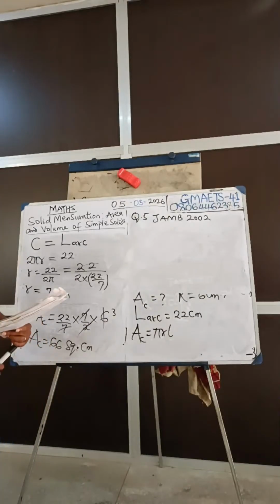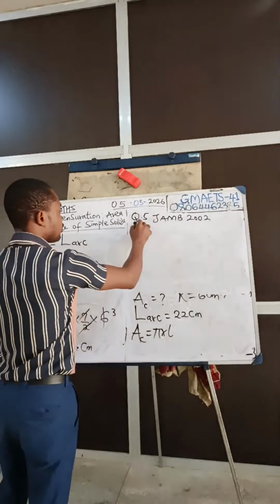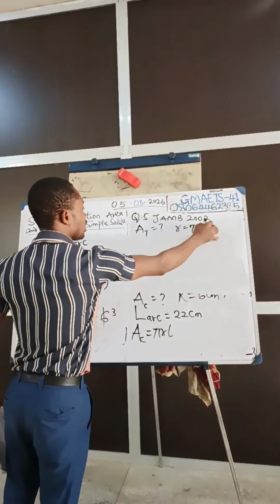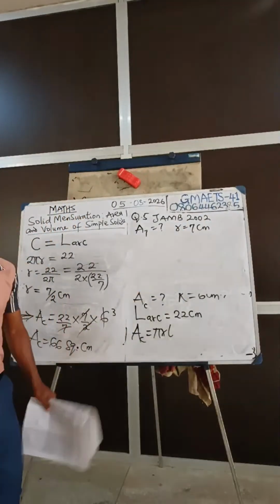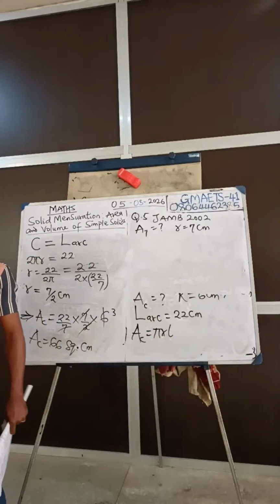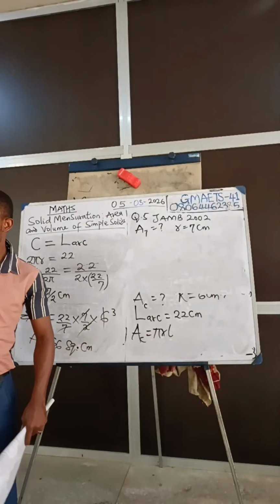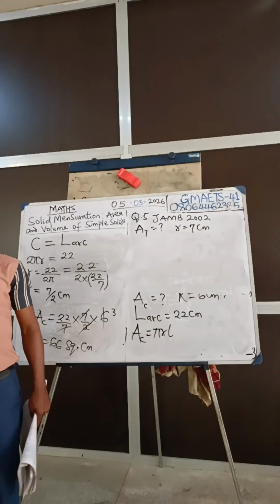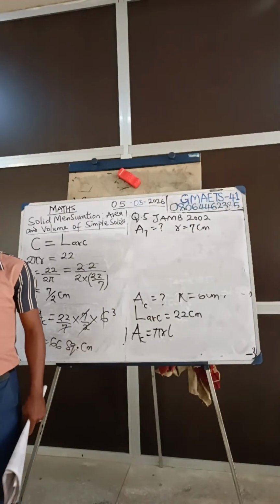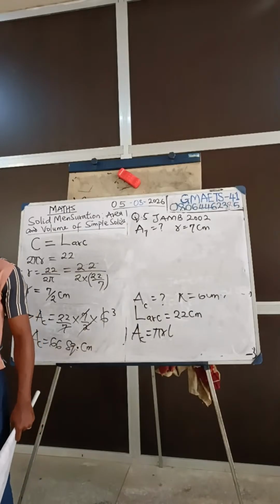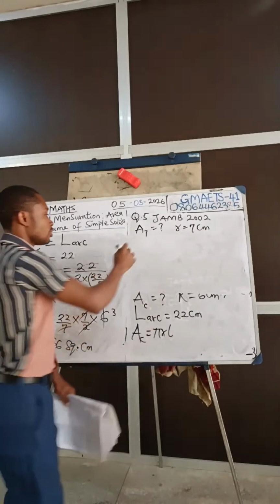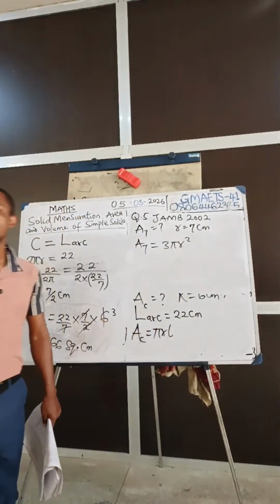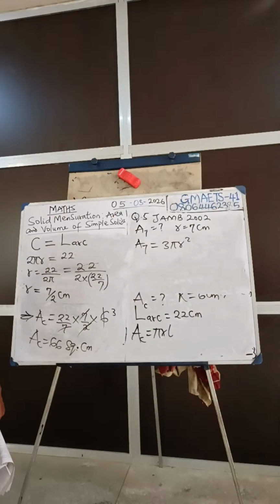We are asked to find the total surface area of a hemisphere. So A total we don't know, and we know the radius to be 7 centimeter. What is the total surface area of a hemisphere? Area of the top circle, is that not so? Plus curved surface area, which gives us 3 pi r squared. So we write out the formula: 3 pi r squared is the total surface area of a hemisphere.